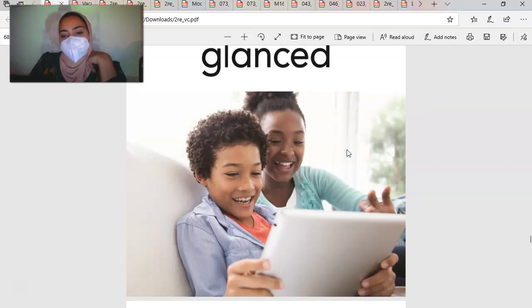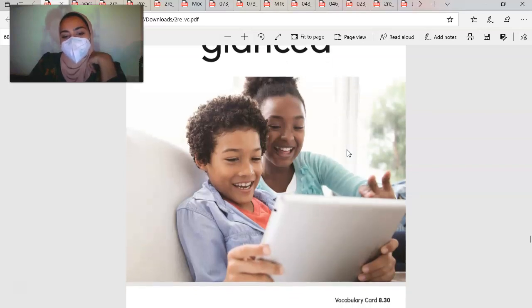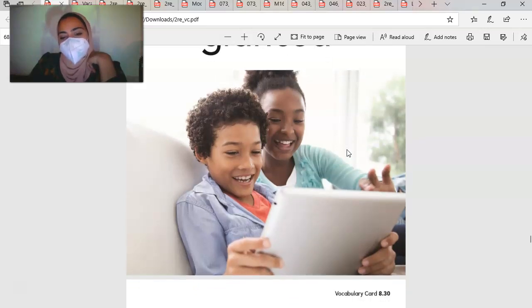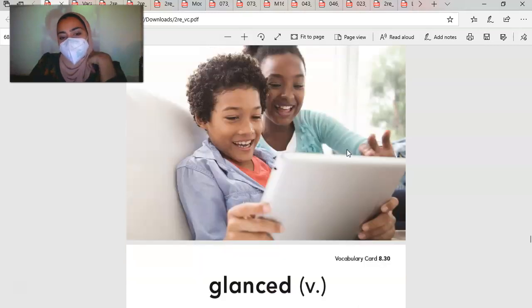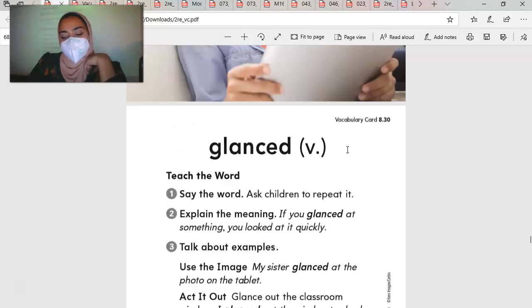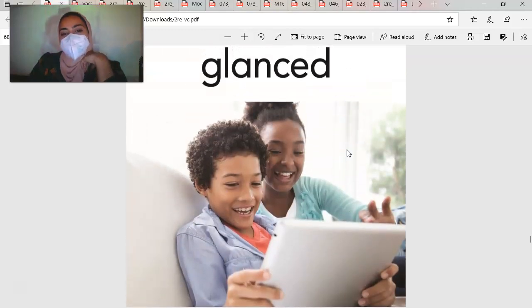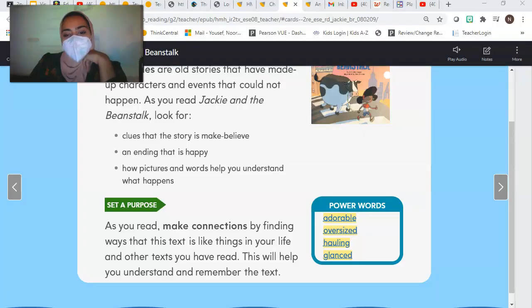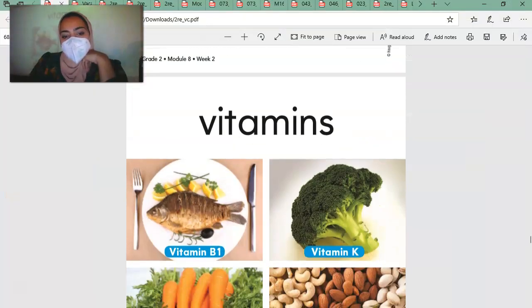Glanced. What are they doing? They're playing on something. Looks like maybe a tablet. They glance at the tablet, maybe? If you glance at something, you look at it quickly. So sometimes when I walk around, I glance at your work. I look at your work quickly as I'm moving around. I don't really read everything you write, not always, but I glance at it.